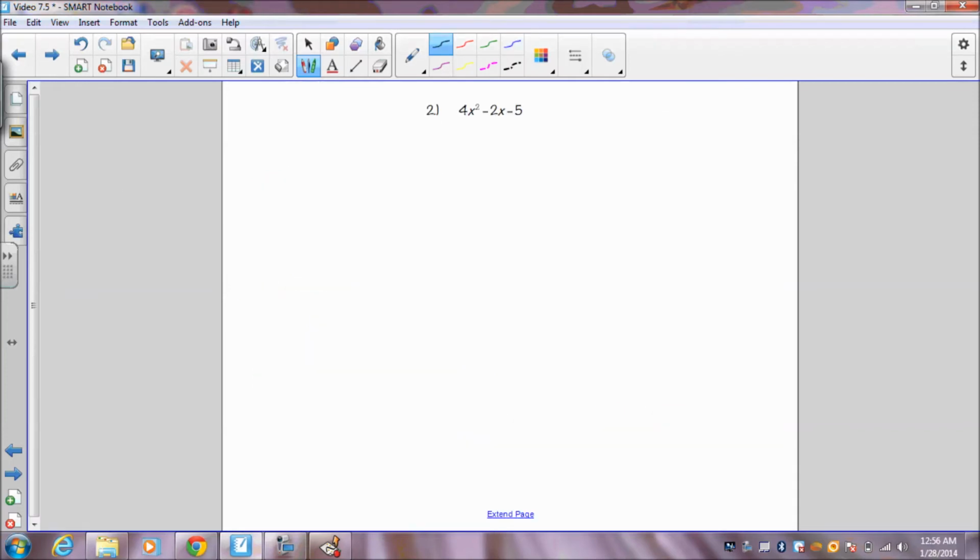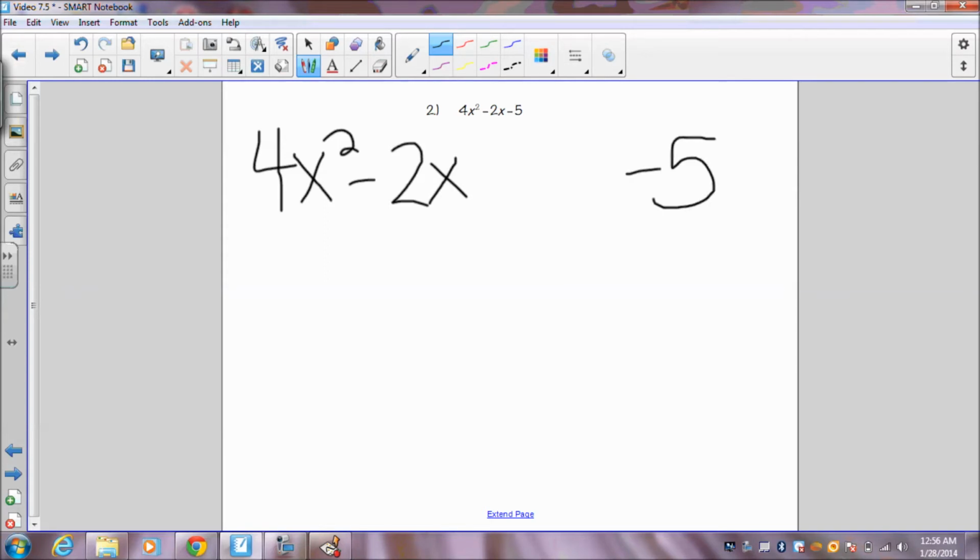All right, we're going to do one more example together. We're not going to do number 3 in your notes, so all you have to do is complete 1 and 2. So same thing, you're just going to take your first two terms, your ax squared and your bx, and write them first. Then you're going to separate the c from everyone, so I'm going to write minus 5 at the end right here. Now, right now my leading coefficient is 4.